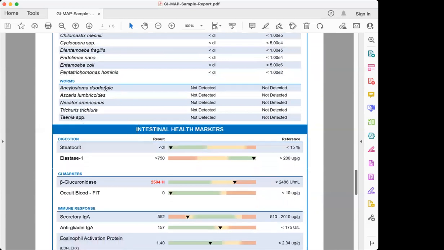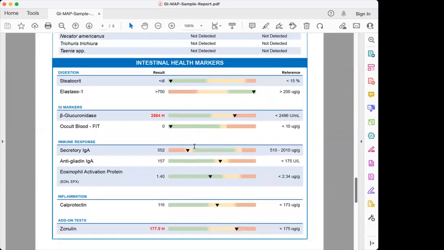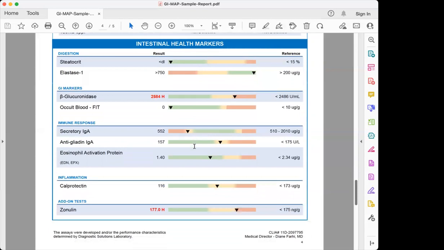And then we get down to the worms. So we got hookworms, and then we have roundworm, whipworm, tapeworm. So worms can show up on this as well, and we need to get rid of those because they are parasitic. They are feeding on our bodies. And then the last area here is going to be the intestinal health markers. This is basically looking at how well our digestive tract organs are working.